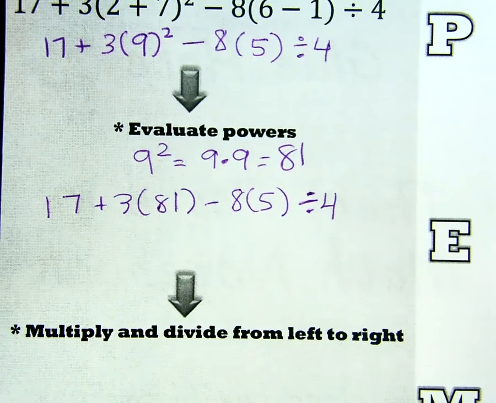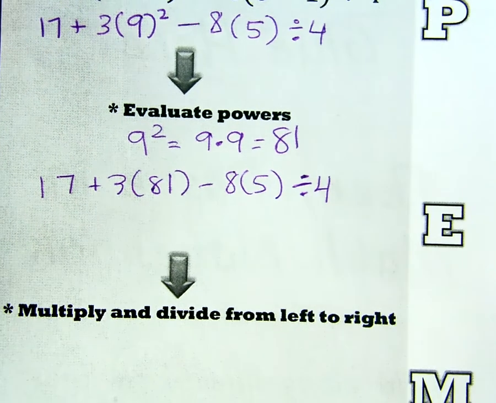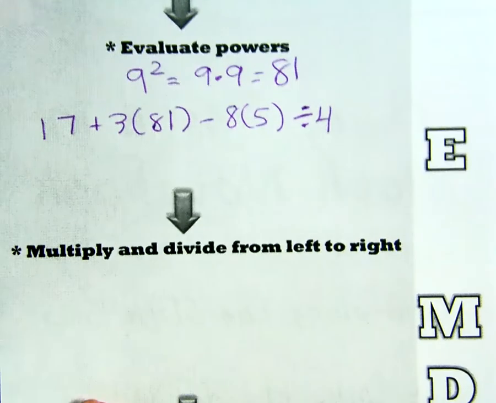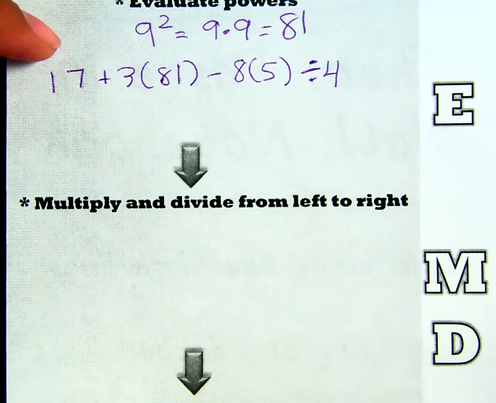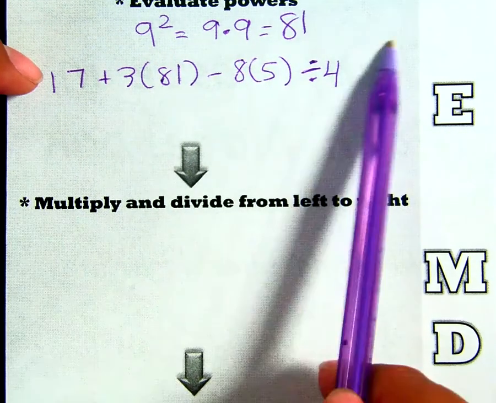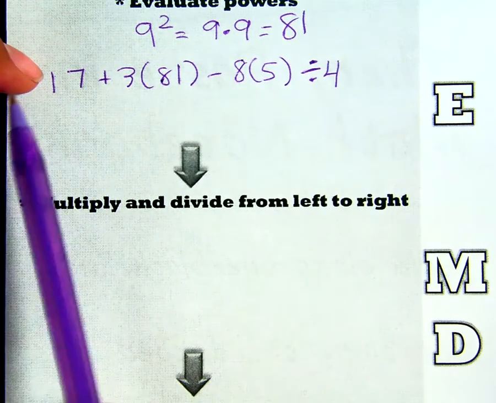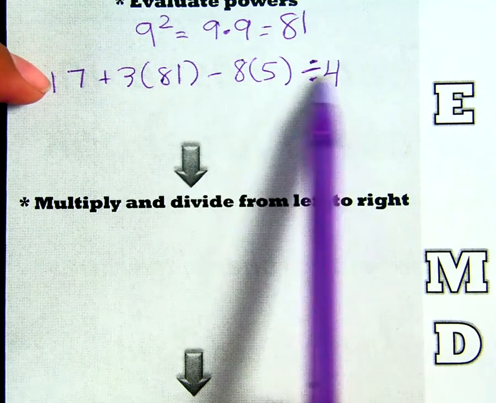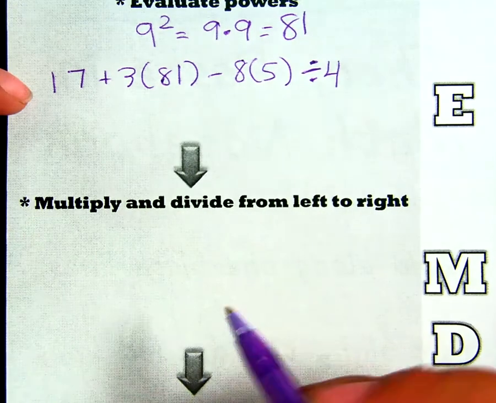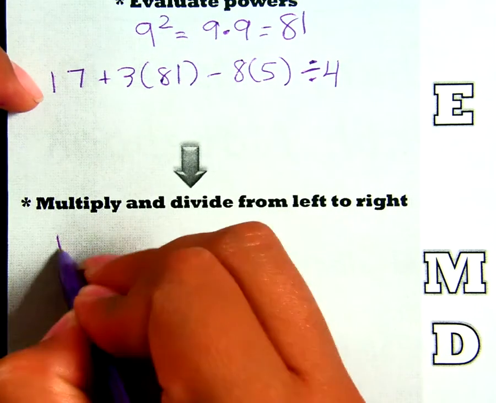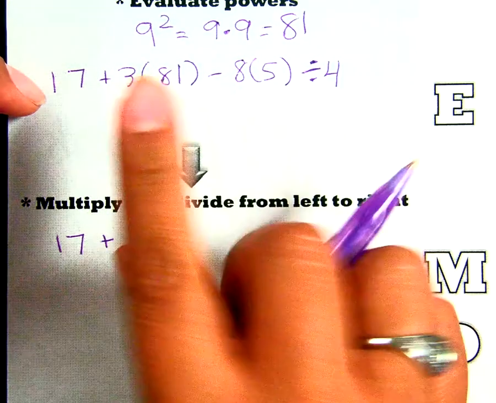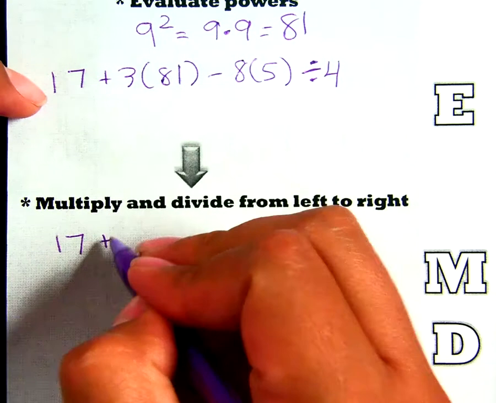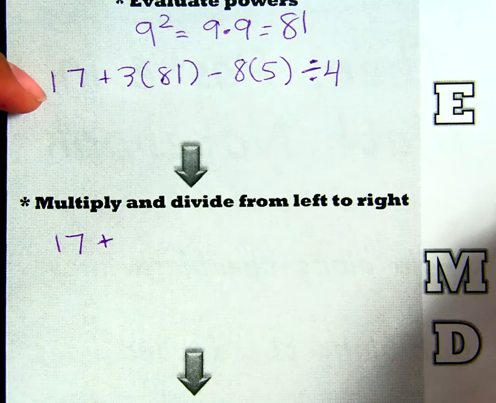So it's parentheses, exponents, then multiply and divide from left to right. So we're going to start at the very left side, just how you write. We write from left to right. So you start at the very left side, and we're going to work our way through, okay? So 17, are we doing anything with that yet? Nope. We have plus, and then we have 3 times 81. So we hit multiplication, so we need to work that out.